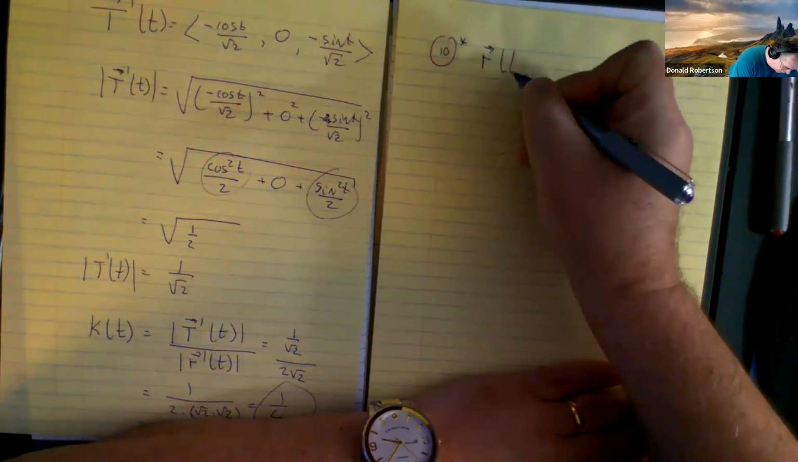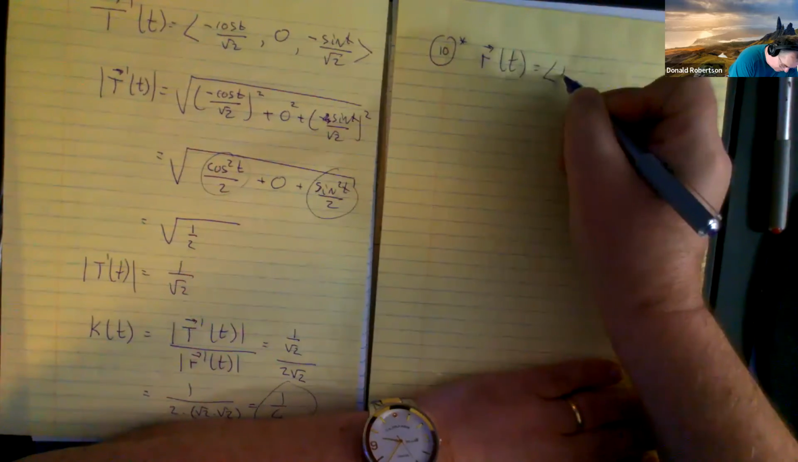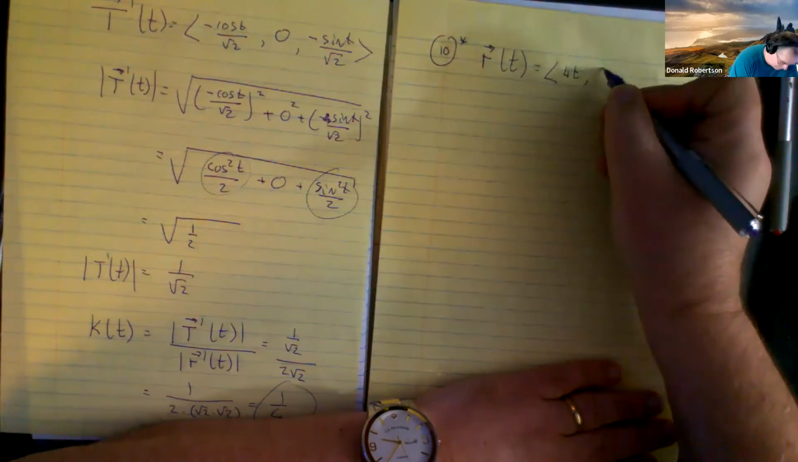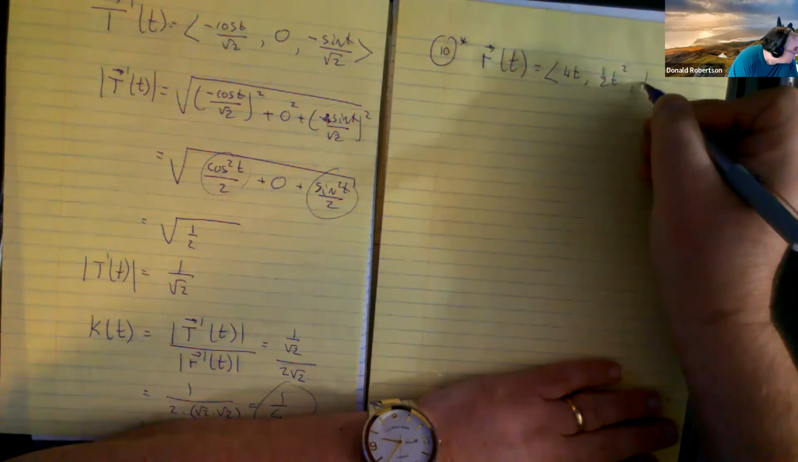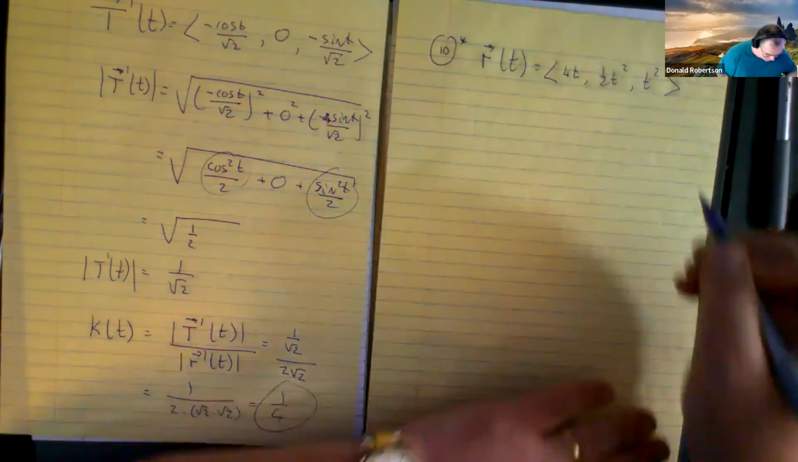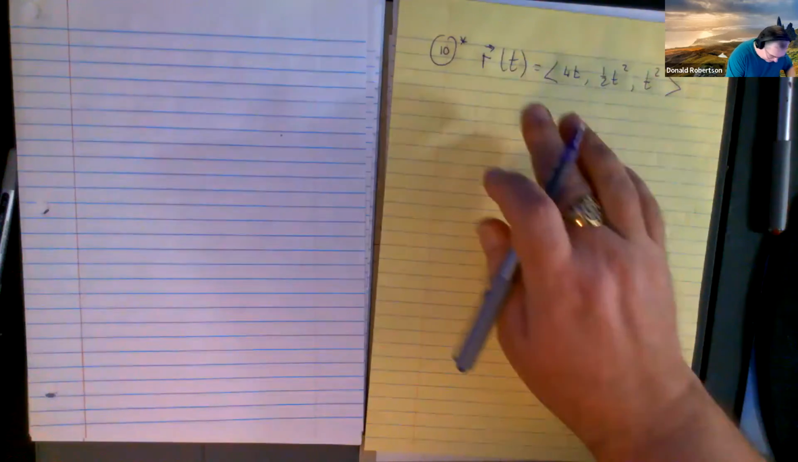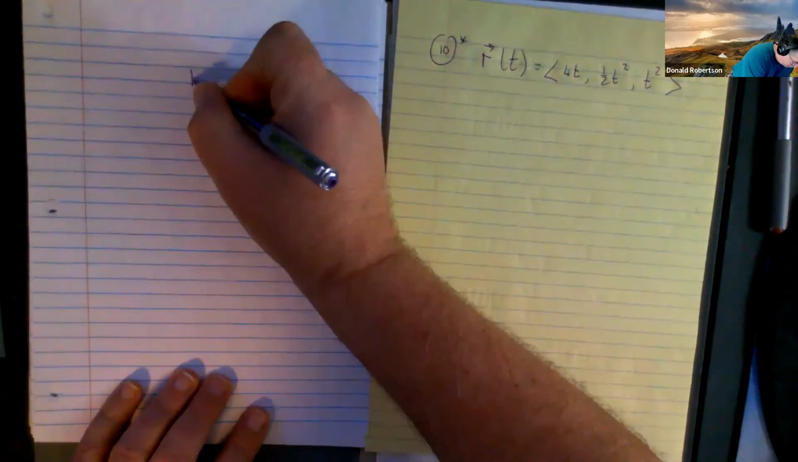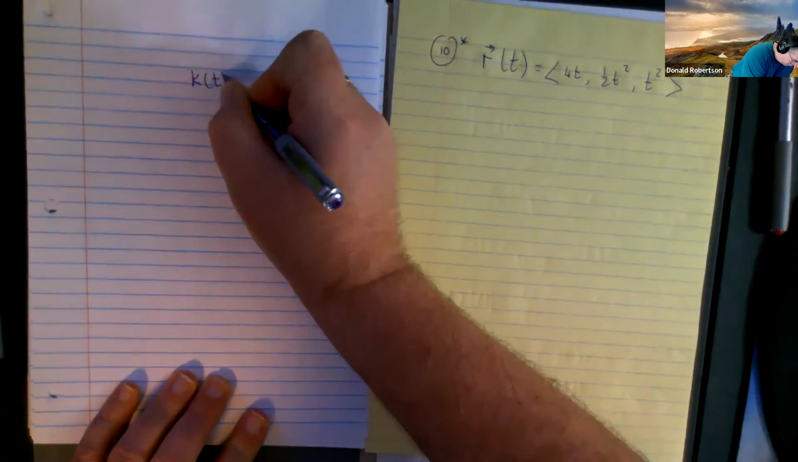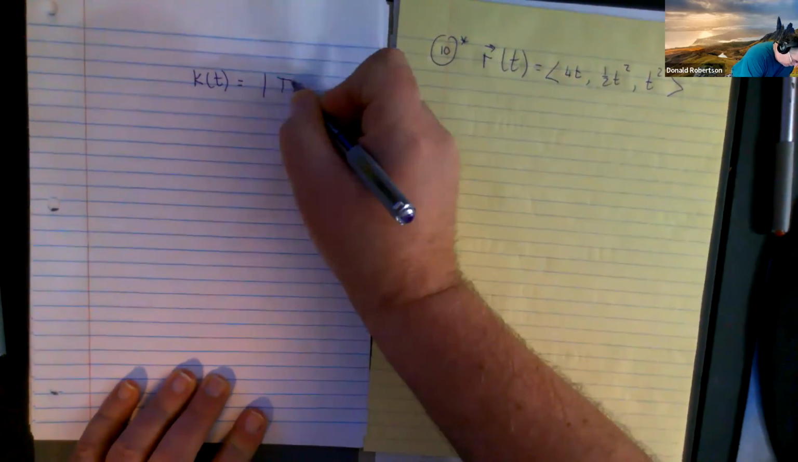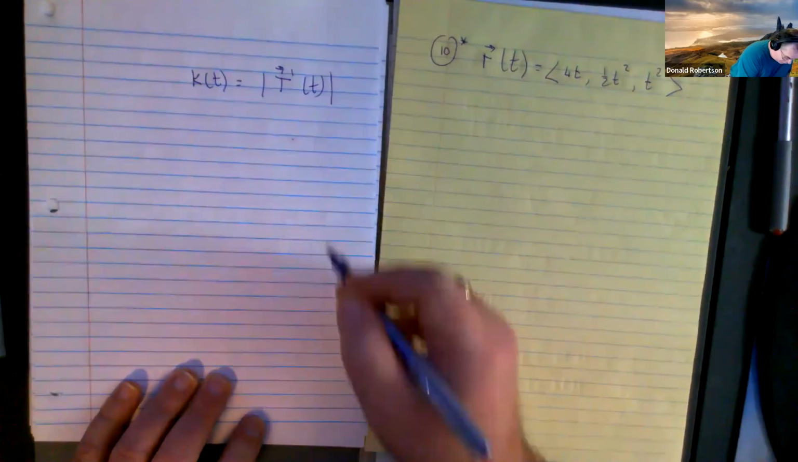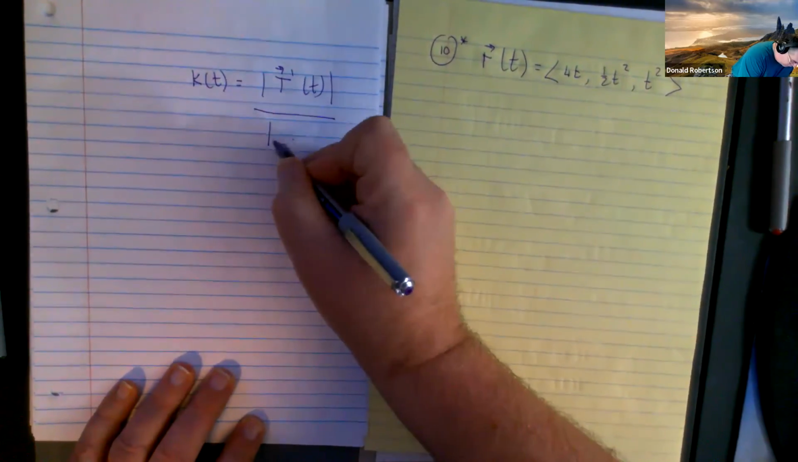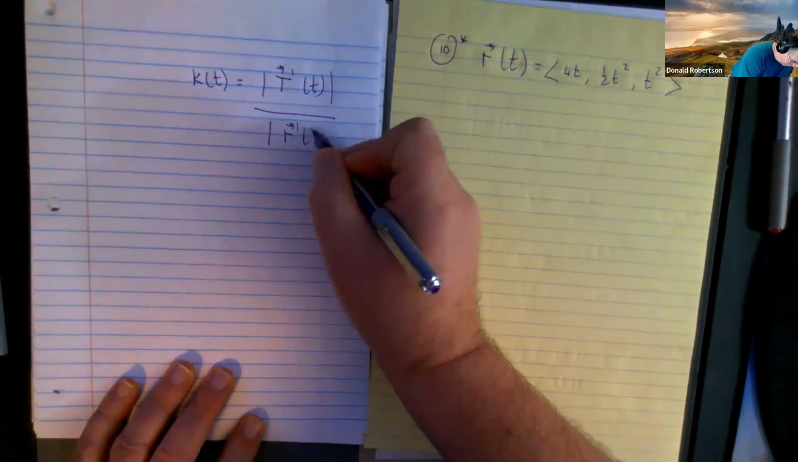We have a space curve, 4t, 1/2 t squared, and a t squared. And we want to find its curvature. So it's going to be the magnitude of the unit tangent's derivative divided by the magnitude of the first derivative.